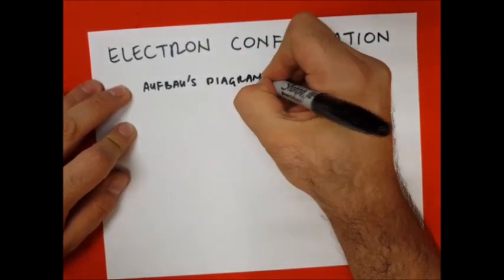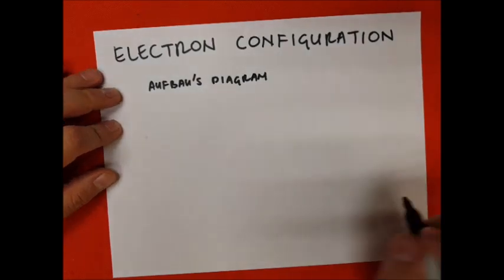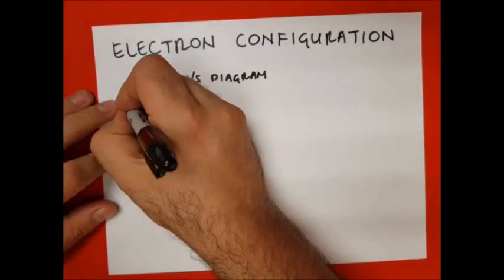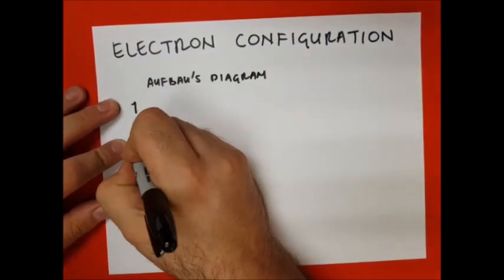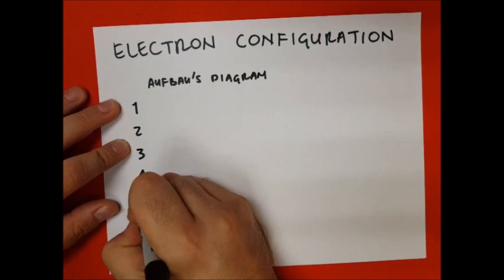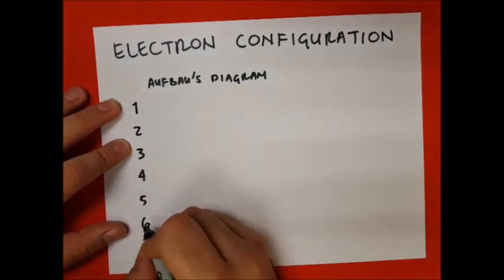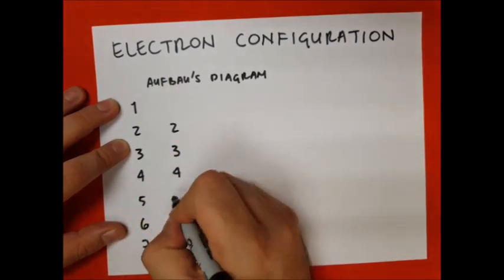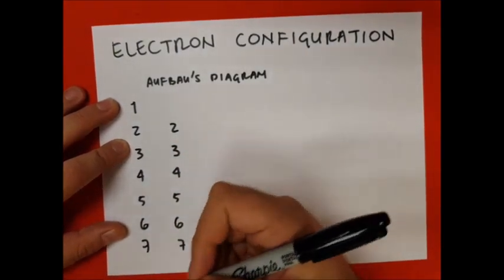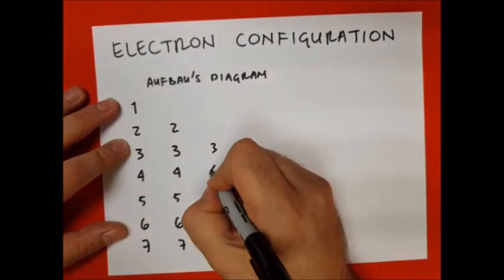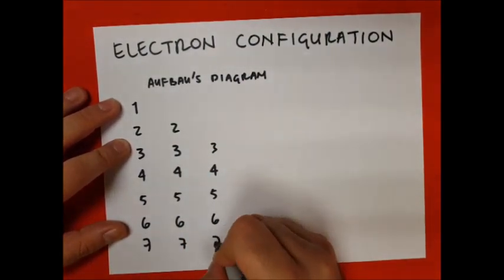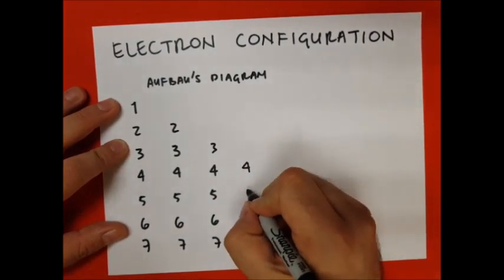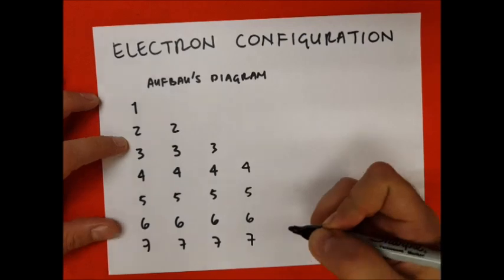A very simple way to construct Aufbau's diagram is, follow with me so we learn how to do it mechanically, and then I'll do a little bit of an explanation. We write a column with numbers 1 through 7. We continue with another column with numbers 2 to 7. We continue with a third column starting at 3 and continuing all the way up to 7. And then we finalize with one last fourth column going from number 4 to number 7.